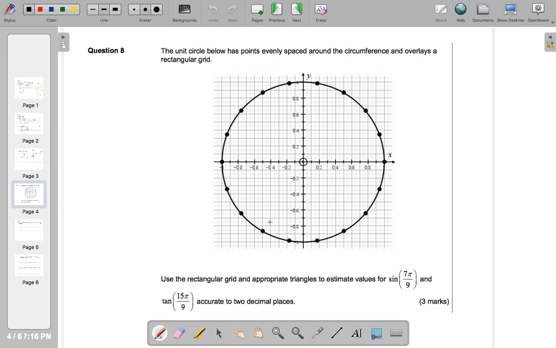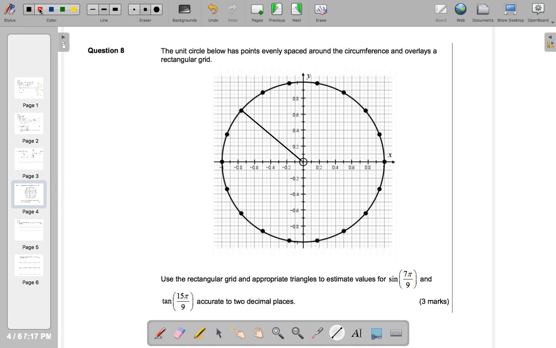This one here's an interesting question. These in this format aren't too common in exams, but might come up again. Use a rectangular grid and appropriate triangles to estimate the values for sine 7 pi on 9. So let's count our way around. What they've done here is divide the unit circle into divisions of pi on 9. So pi on 9, 2 pi on 9, etc. So 7 pi on 9 is going to be that one there.